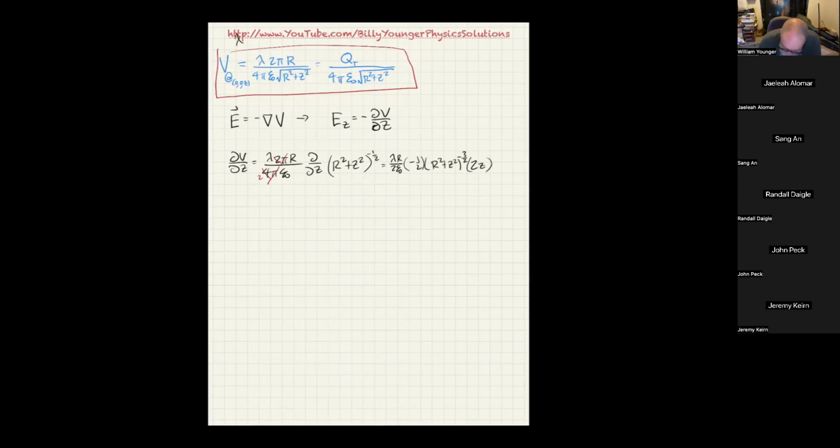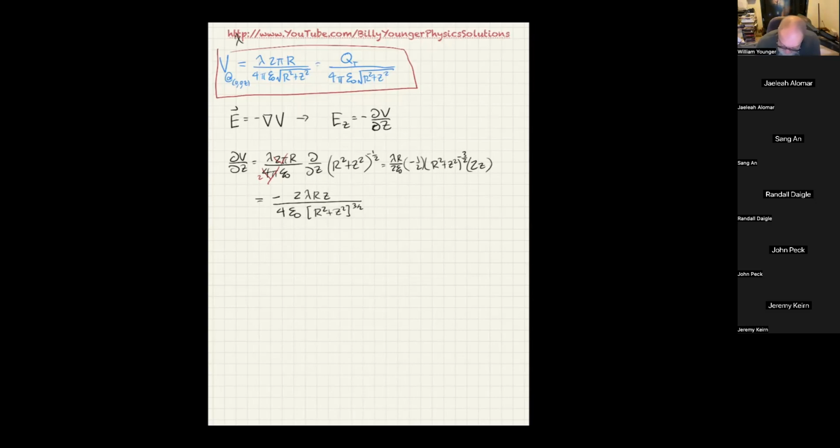Okay. So now I've got negative 2 lambda r Z over the 2 in the bottom, which is going to multiply by the 2 in the bottom already. So that's going to be 4 epsilon naught, and I'm going to have r squared plus Z squared to the 3/2. Of course, that's in the bottom, so I don't have to write the negative anymore. And now I can still make some more cancellations.